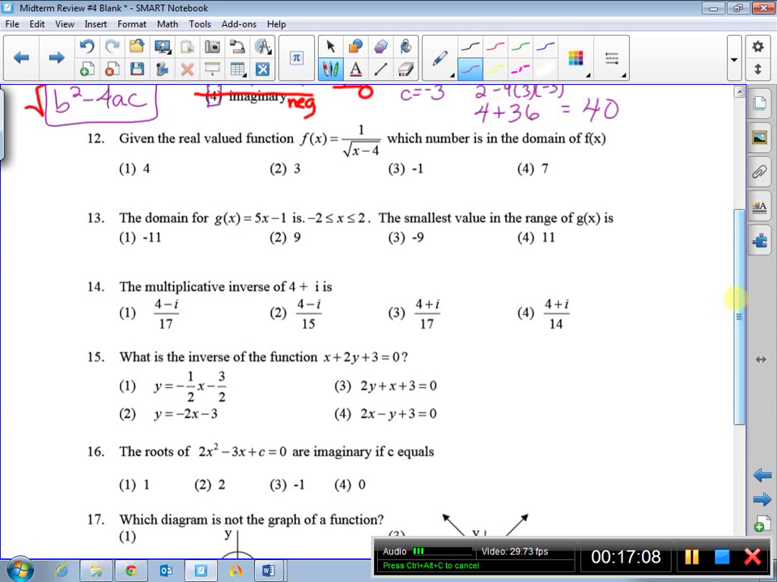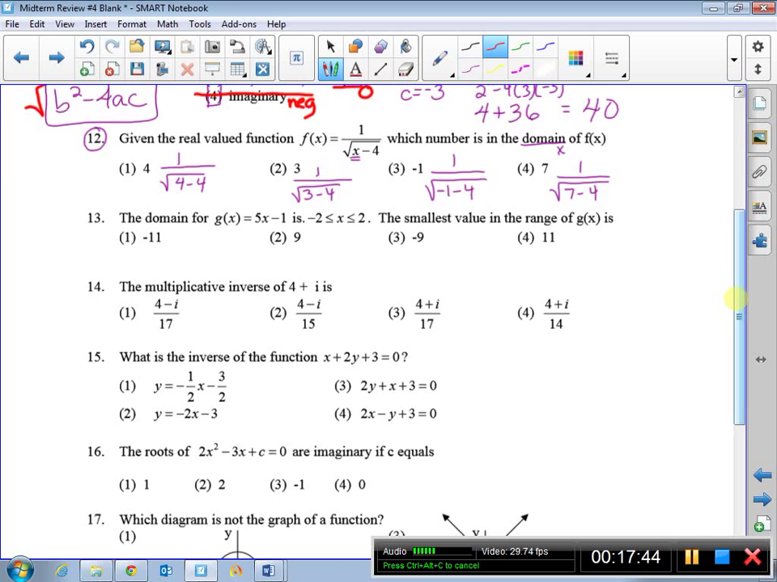Number 12. Given this real valued function, f of x is 1 over square root of x minus 4. So I want to be careful here. I see they're looking for which number is in the domain. They're asking you which number would be okay for x. So let's see, can we do 1 over square root of 4 minus 4? Can we put 4 in there? Can we do 1 over square root of 3 minus 4? Can we do 1 over square root of negative 1 minus 4? Or would it be okay to do 1 over square root of 7 minus 4?